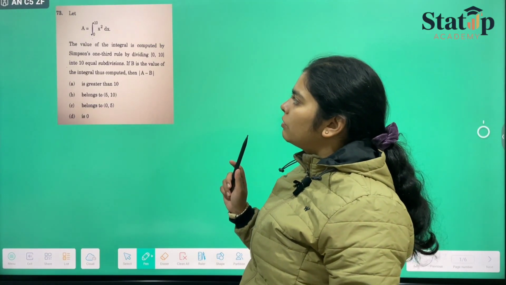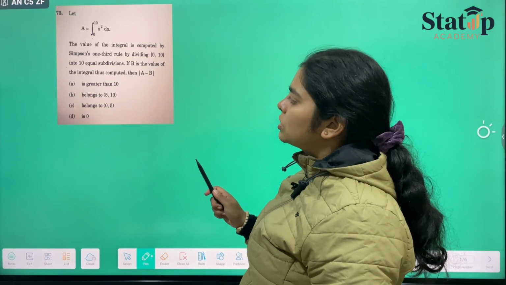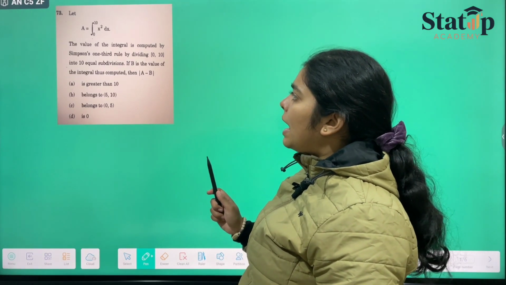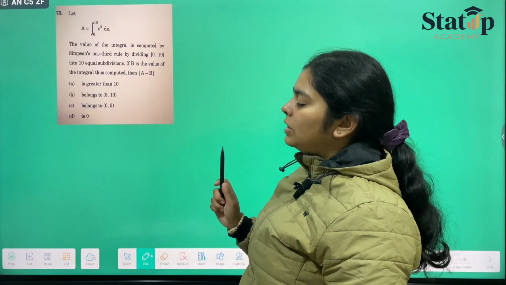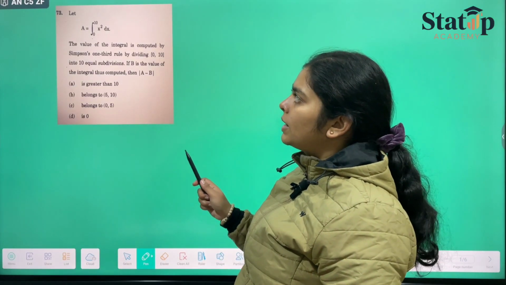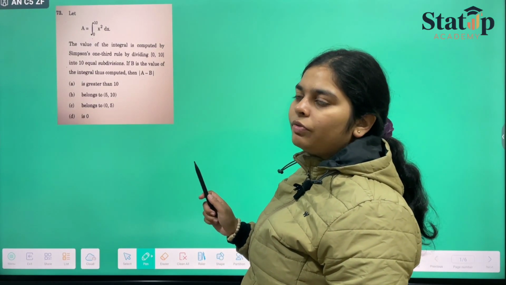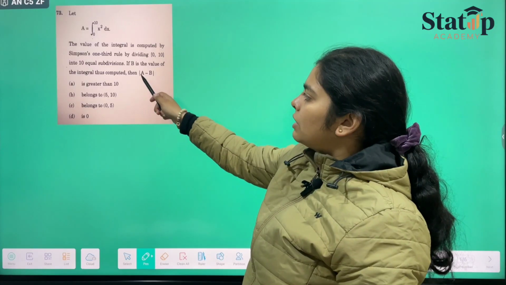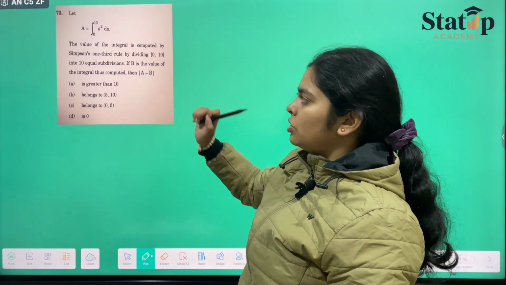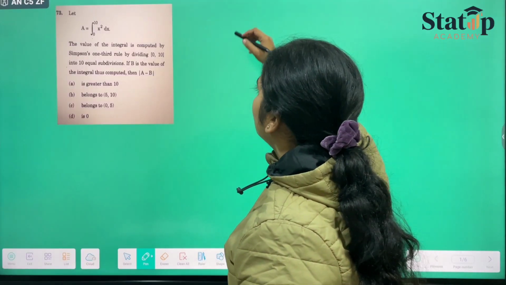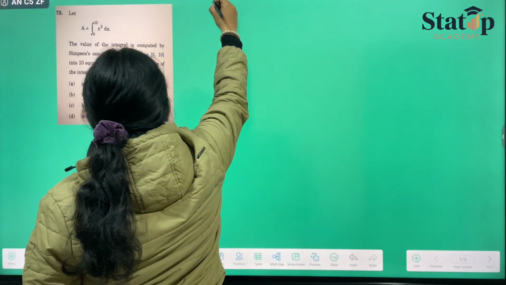Here we have been given an integral which has the value a, and we have to find out b by Simpson's one third rule, and a is by direct integration. We don't have to find out, and we have to state which range |a minus b| belongs to out of these. So first let us consider a only.